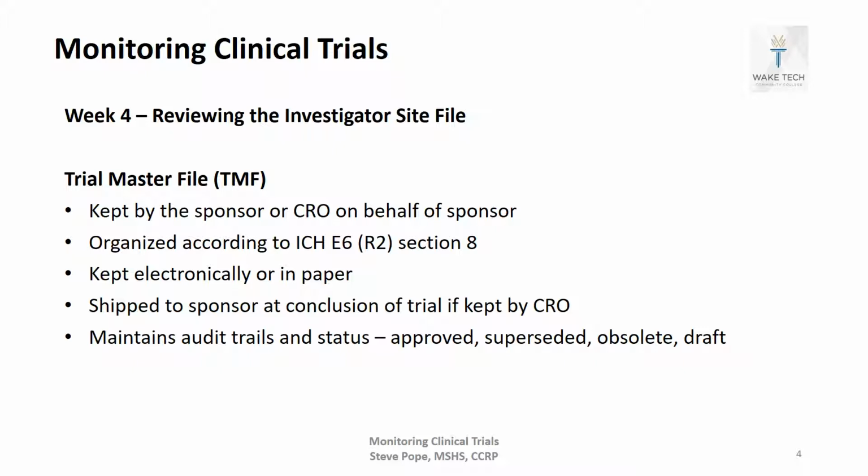So those statuses may be approved, superseded, obsolete, or draft, and that just indicates which version of the document is the approved document. If you have a document that maybe was approved at one point but now is no longer the approved document, then it's been superseded. For example, a medical license that was updated during the course of a trial, the previously approved medical license would then be set at superseded.